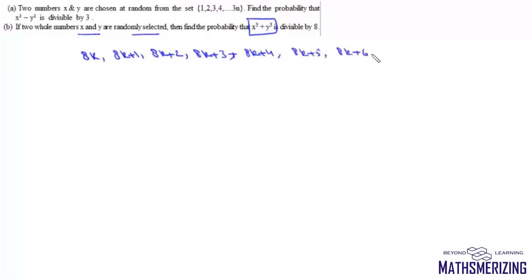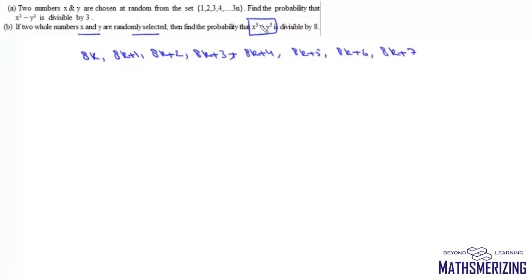Now the second part is, two whole numbers x and y are randomly selected. Find the probability that x cube plus y cube is divisible by 8. Now what we can do is, we can categorize all the whole numbers in 8 categories. Either numbers which are multiples of 8, or leaving the remainder 1, 8k plus 2, 8k plus 3, 8k plus 4, 8k plus 5, 8k plus 6, and 8k plus 7.